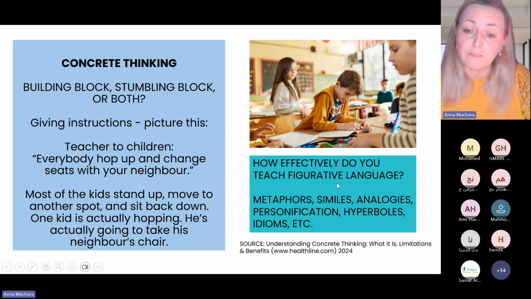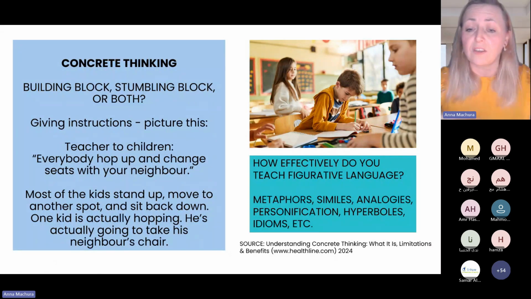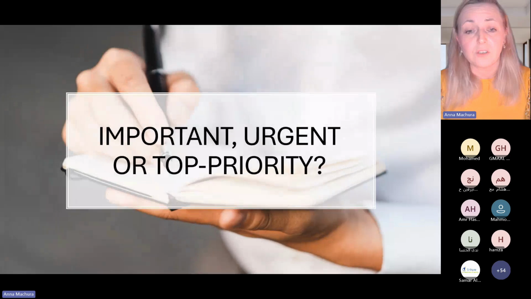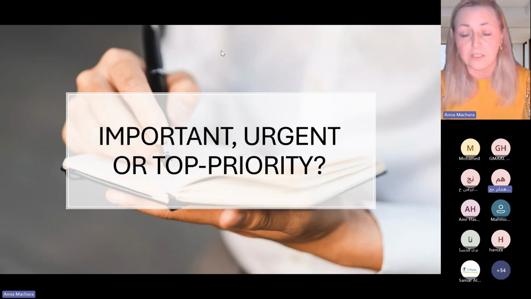So question to you, how effectively do you teach figurative language or metaphors, similes, analogies, personification, hyperboles, idioms? So make sure your students understand the difference and they can relate, double check the meaning. Always make sure that they know what to do.